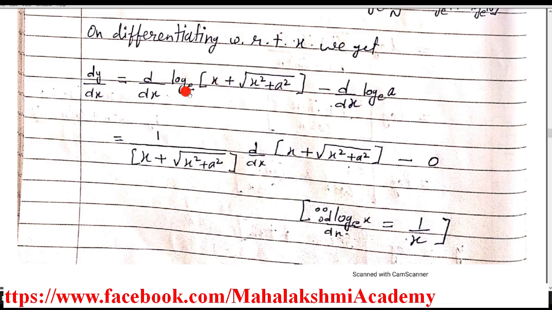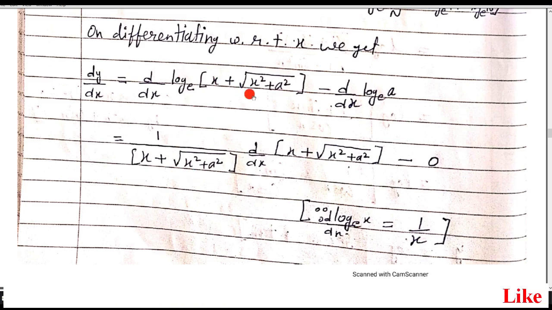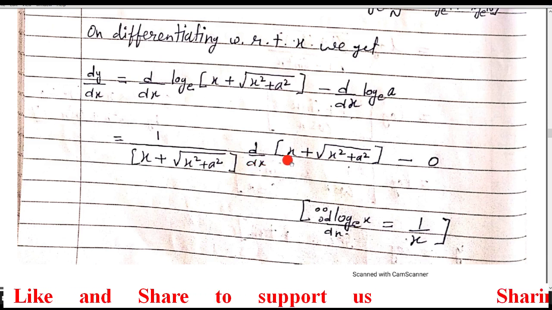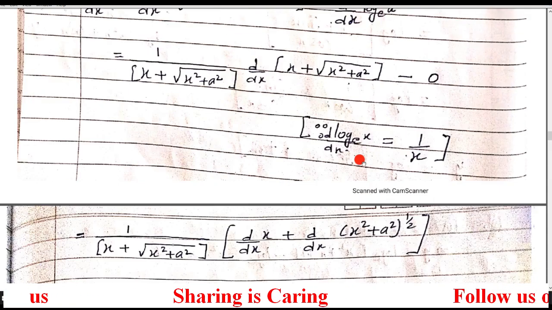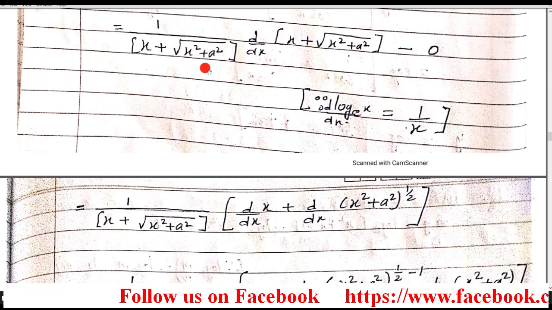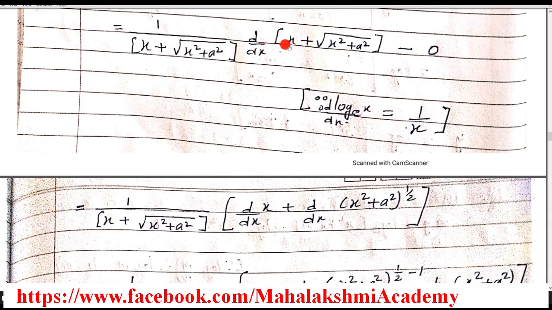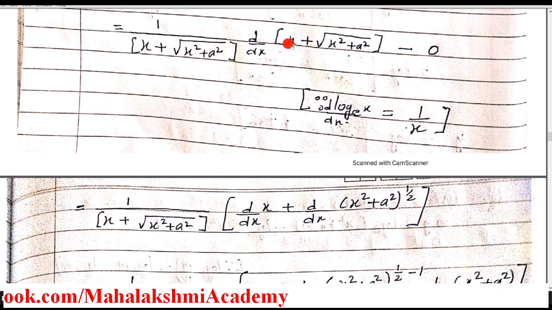I hope it's clear how we have done this. We assumed it as log x, then the differentiation of log x is 1 upon x. That's why 1 upon x came here. Then because it's not only x, we have to use the chain rule and differentiate this again. When we differentiate it, this derivative will go with this x as well as with root x square plus a square. See the next step. This term, 1 upon x plus root x square plus a square, we write as it is. The minus 0 we avoid. Now this derivative will enter the bracket and distribute to both, so it will come as dx over dx.